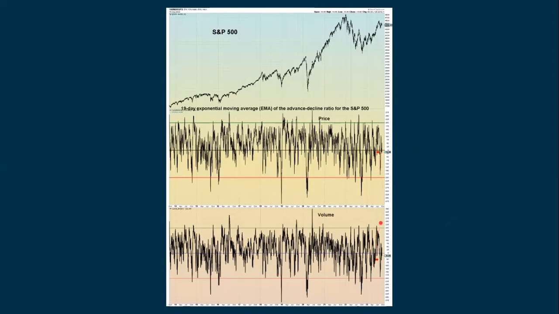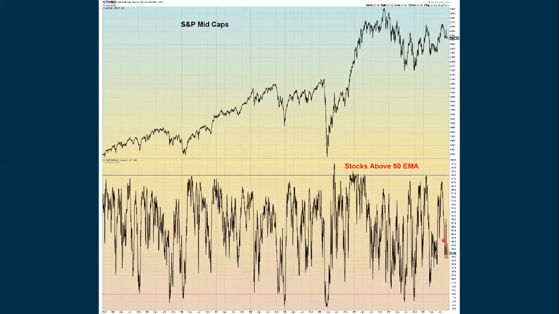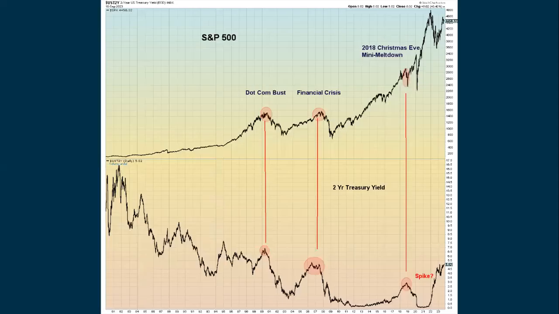We can use this like an oscillator for extreme positive or negative readings. And then the S&P 500, the stocks that are above or below their 50-period moving average, also like an oscillator. Where are we in relation to 50? We're at 43 right now. We also look at that same thing for the mid caps as well as the small caps, and things are pretty negative, at least in the shorter term. And then we look at the 2-year treasury yield. Sometimes when this spikes up and comes down, that might give short to intermediate term support to the S&P, but it just hasn't been happening lately.